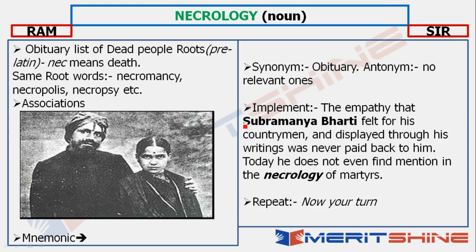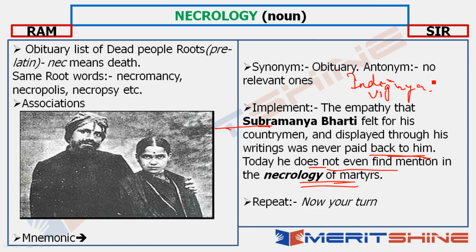Implementation. This is Subramania Bharti. Now, the empathy that Subramania Bharti felt for his countrymen and displayed through his writings was never paid back to him. Today, he does not even find mention in the necrology of martyrs. In the list of martyrs, he has no mention, right? And he was an amazing poet, and his main works were in Tamil. He used to publish two weeklies, India and Vijaya, which were immensely popular with the revolutionaries.